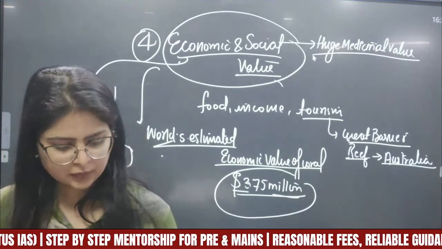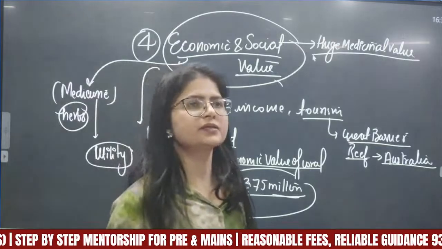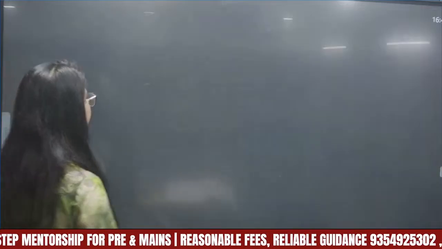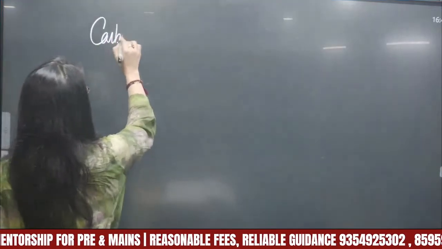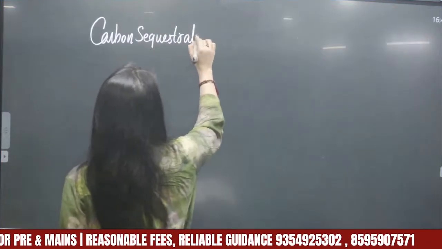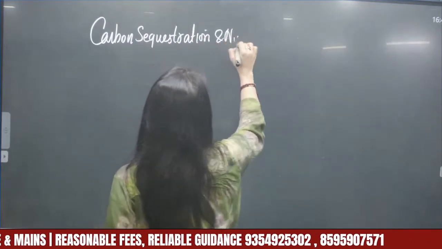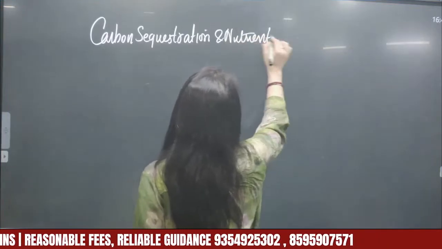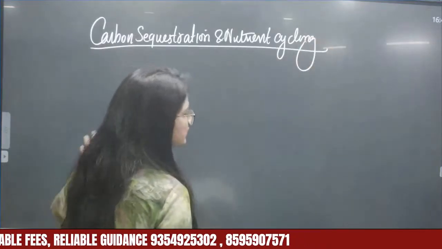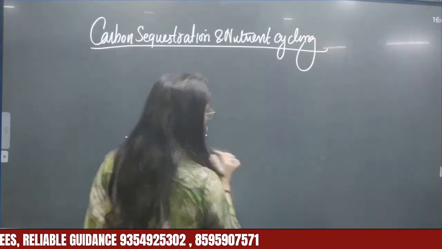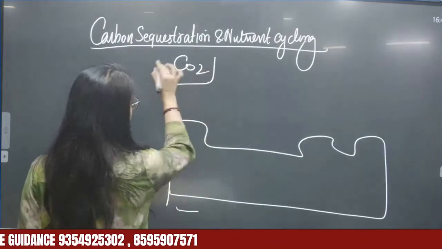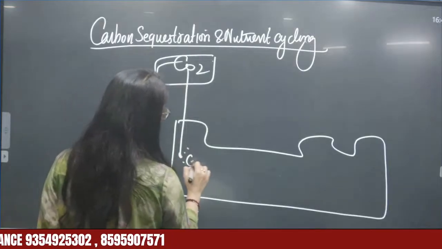Done. Now write down next utility is carbon sequestration and nutrient cycling. What do you mean by carbon sequestration and nutrient cycling? It acts as a carbon sink. If you are storing the carbon dioxide which is present in the atmosphere, then this is carbon sequestration.